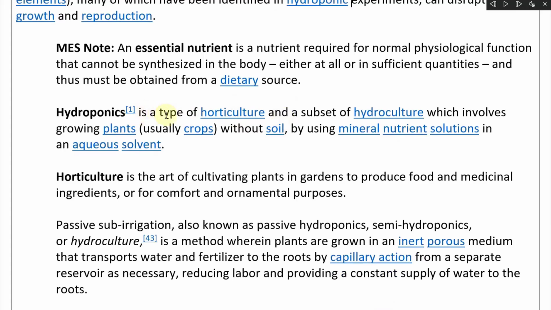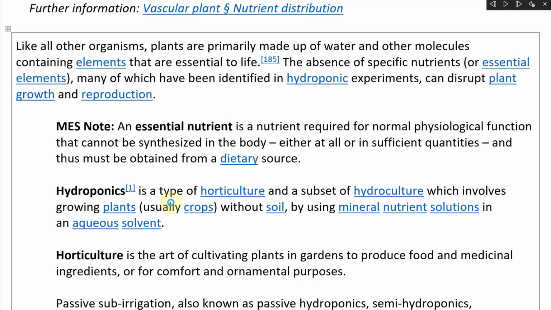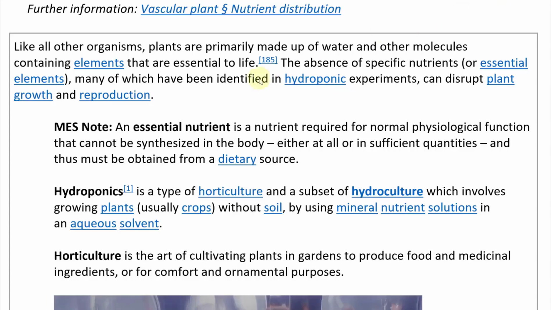Hydroponics is a type of horticulture and subset of hydroculture, which involves growing plants, usually crops, without soil by using mineral nutrient solutions in an aqueous solvent. And this is very interesting. You can basically use this hydroponic setup by removing some specific nutrients and then seeing how that affects the plant in these controlled experiments, and whether they can disrupt plant growth and reproduction. And then you can identify if they're essential and so on.